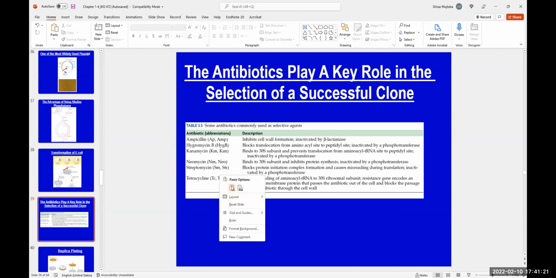So antibiotics are very important, right? I told you that bacteria is like a lab that provides us tools. What are the tools? Plasmid, restriction enzymes, antibiotics, right? Most of these antibiotics, ampicillin, hygromycin B, kanamycin, tetracycline, except ampicillin. Ampicillin is just like penicillin. It doesn't let the bacteria form the cell wall. So if bacteria cannot form the cell wall, then bacteria cannot survive. That's why penicillin is very effective.